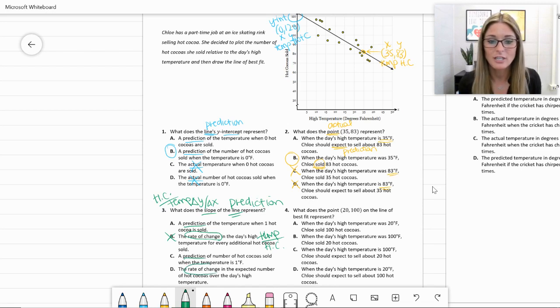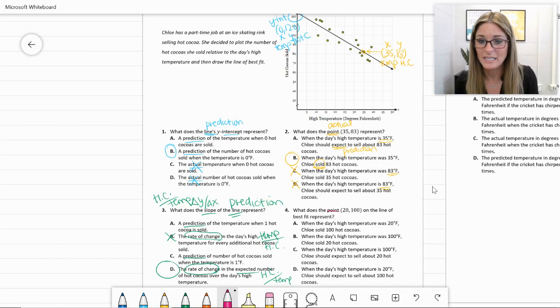D, we have the rate of change in the expected, another term for prediction, rate of change in the expected number of hot cocoa over the day's high temperature. That's correct. Hot cocoa over temperature. That's our y value over our x value. D is our best answer. We have rate of change, relates back to the term slope. We have the term expected because we're using the line to make predictions. It's what we should expect to see, the number of hot cocoa compared to the high temperature.